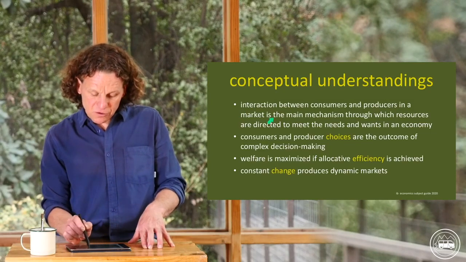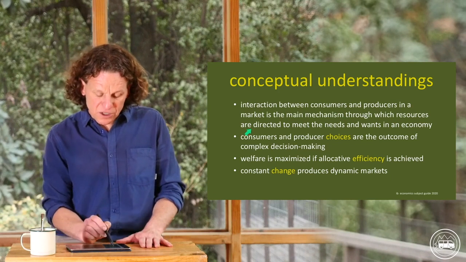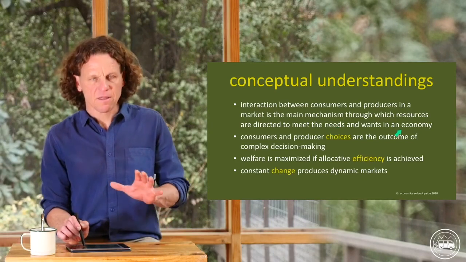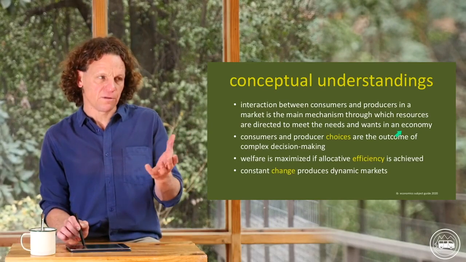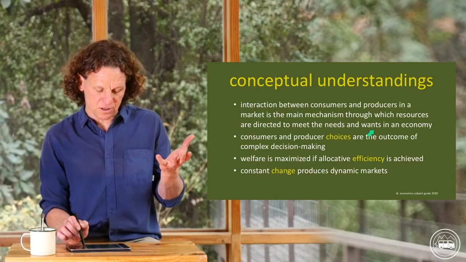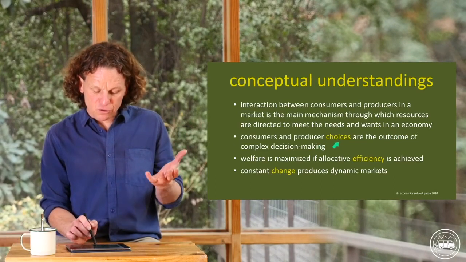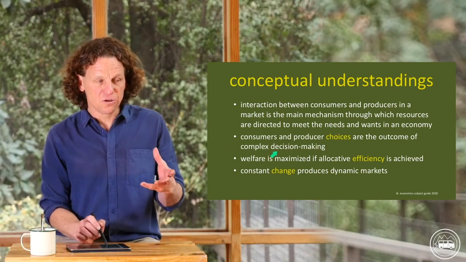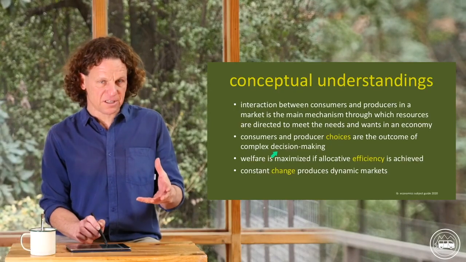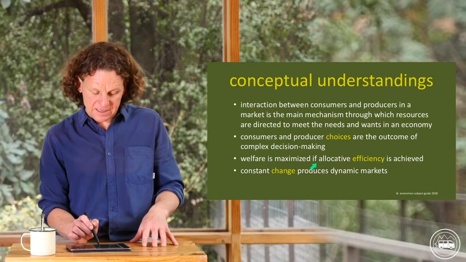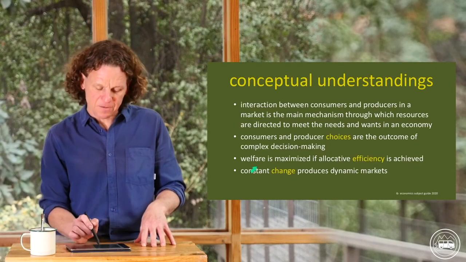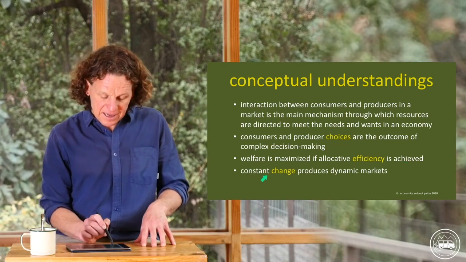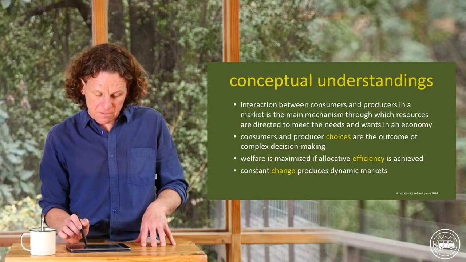Interaction between consumers and producers in a market is the main mechanism through which resources are directed to meet the needs and wants in an economy. Big picture statement. This is a basic understanding that underlies that question. Number 2, consumer and producer choices are the outcome of complex decision making. Yeah, you bet, right? When we get into behavioral economics, you're going to see why. Welfare is maximized if allocative efficiency is achieved, and constant change produces dynamic markets, okay?